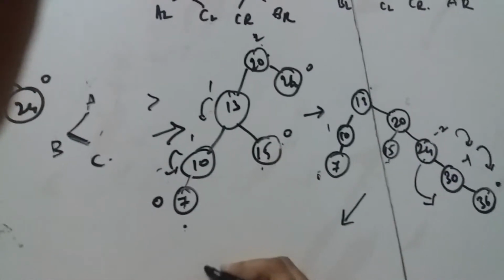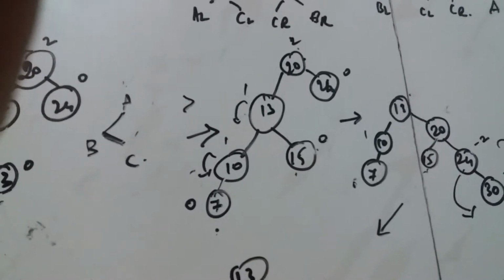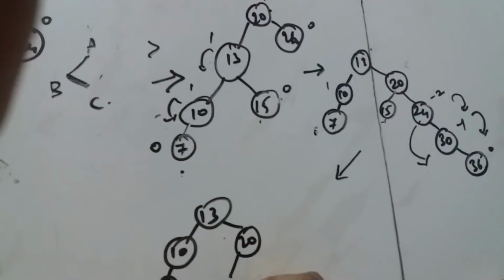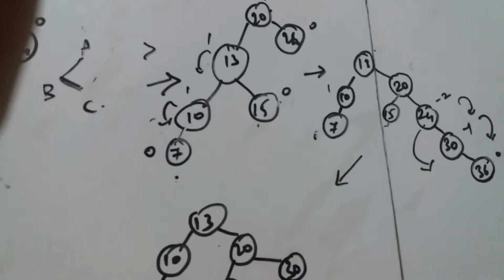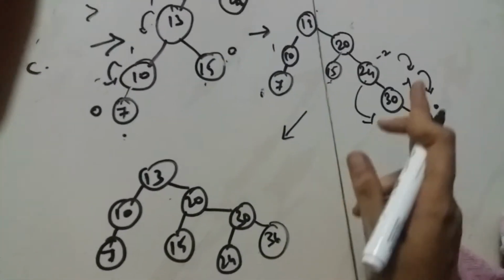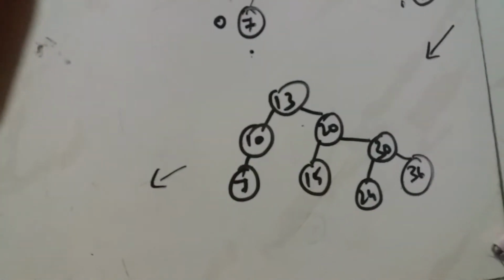After applying the rotation, the resultant tree will be 13, 10, 7, 20, 15, 30, 24. This 24 will come down, 36. So 30, 24 and 36. The resultant tree will be like this. So there is no imbalance at this step. Let us proceed with insertion.